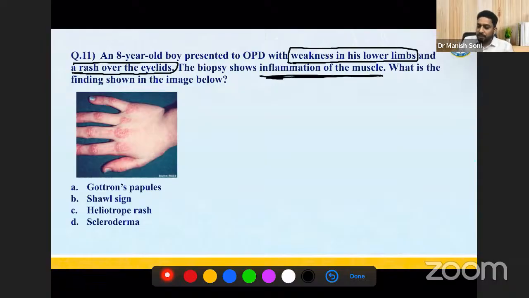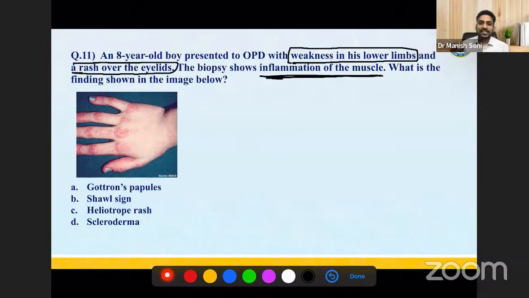So biopsy shows inflammation of the muscle. What is the finding shown in the image below? Yes, many of you have answered correctly. Very good. Bhuvana, Saroj, Bholenath, Kajal, everybody has answered this correctly. Medico 365, Sachin Rajput. It is a case of dermatomyositis.